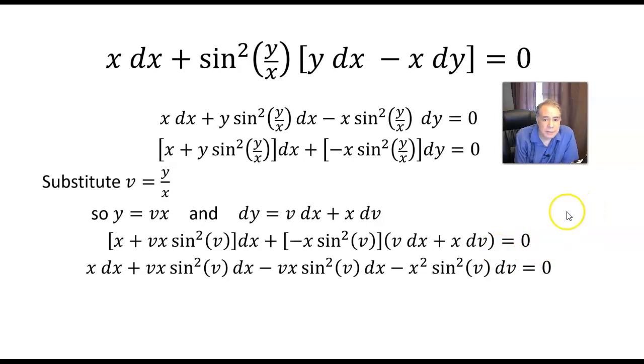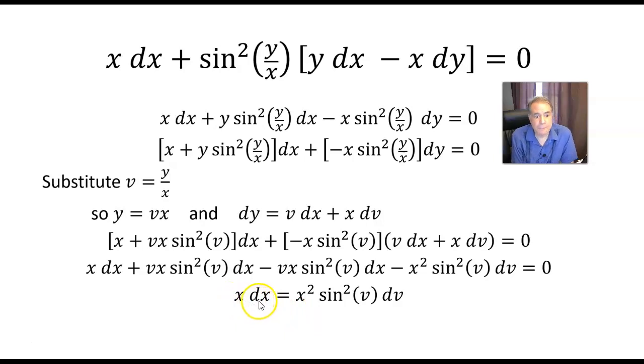But here it does. We just have x dx minus x squared sine squared v dv equals 0, or get the v part on the other side, x dx equals x squared sine squared v dv. Now we still need to separate the variables. We want there to be only x stuff in front of the dx and only v stuff in front of the dv. And that means we need to get the x squared out from in front of the dv. So just divide both sides by x squared.